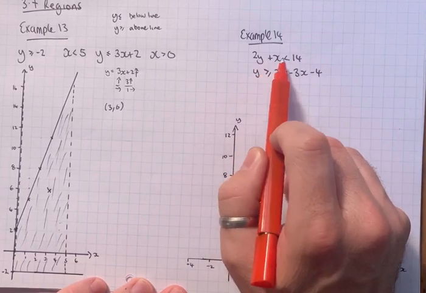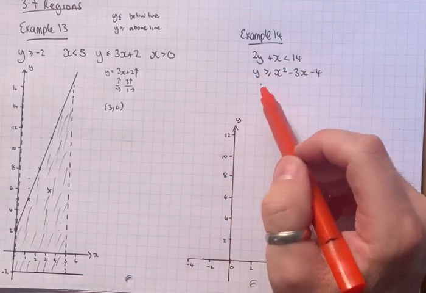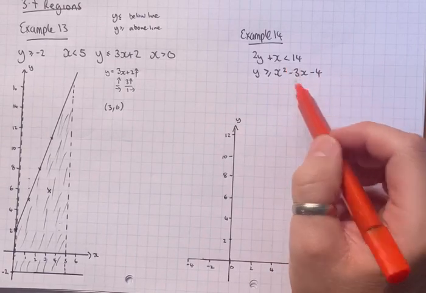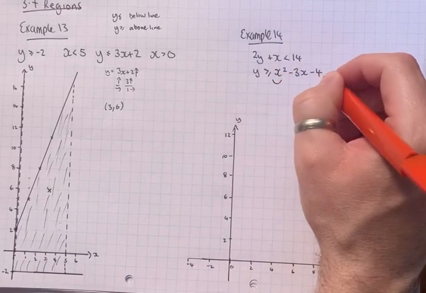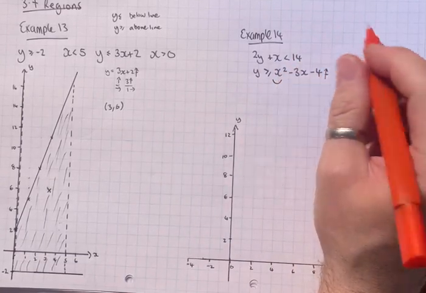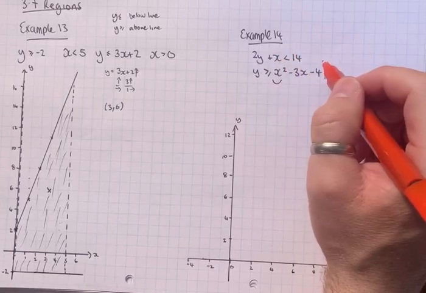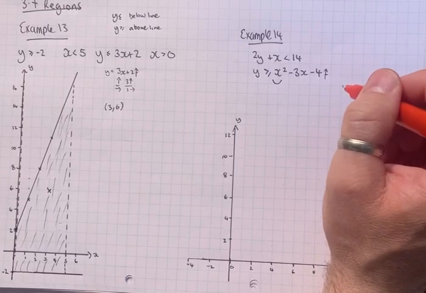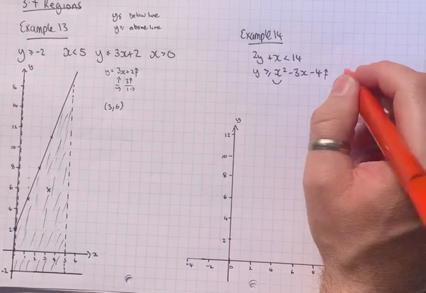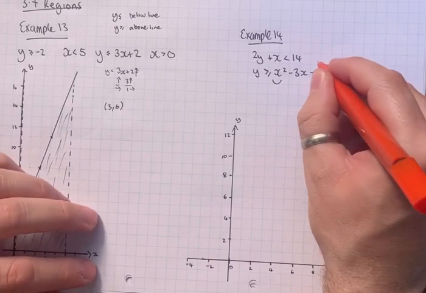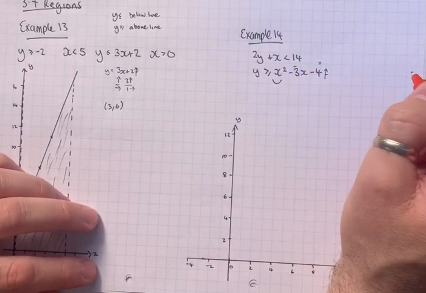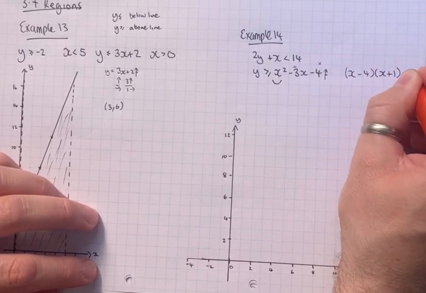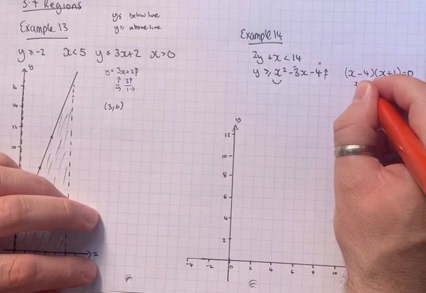Here we've got 2y plus x is less than 14, and y is greater than or equal to x squared minus 3x minus 4. So this is going to be a quadratic, a smiley curve going through the y-axis at -4. This is going to be a straight line. Let's do the parabola first. It's helpful if we can work out where it goes through the x-axis. We can do that by factorising: times together to make -4, add together to make -3. It's going to be -4 and +1. And that gives us our roots of 4 and -1.